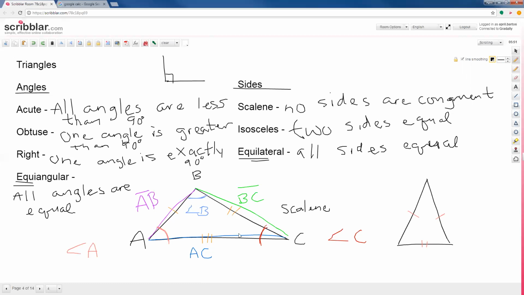And then they would have to mark the angles inside or make it very, very clear whether this is acute, obtuse, or right. I'm going to just mark the angles inside so that we know for sure that there's one angle bigger than 90, so this is obtuse. So the whole name of the triangle is obtuse scalene.